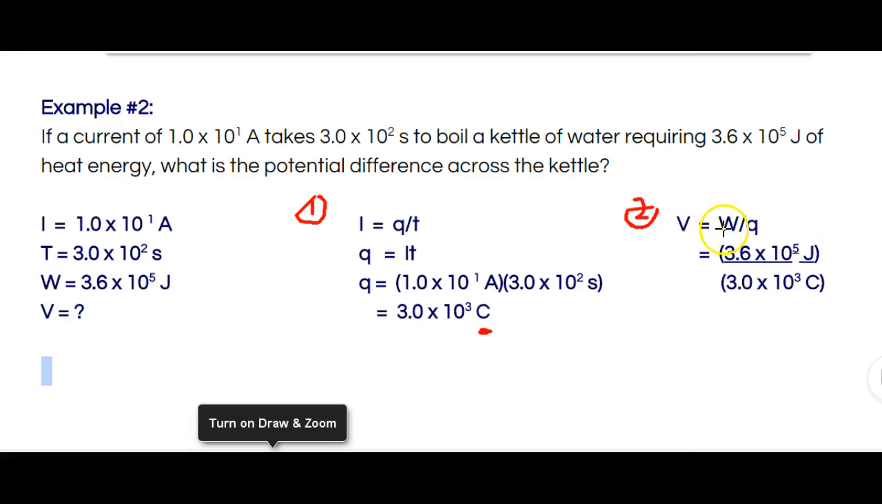And so I know that my work, the energy required to get the kettle going, was the 3.6 times 10 to the power 5 joules divided by my newly calculated charge. When I plug this value into my calculator, I'm getting 120 volts. And that should make sense to you. The average outlet in your house, a normal general use outlet, will supply 120 volts. So that should seem like a familiar and reasonable answer to you.